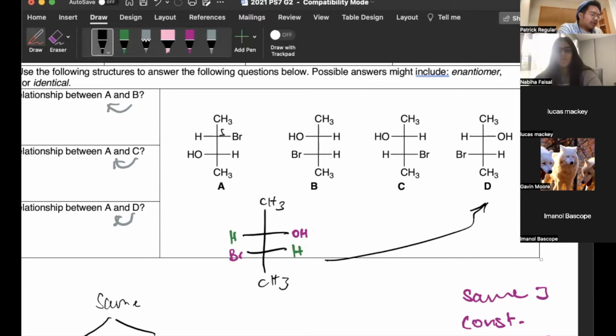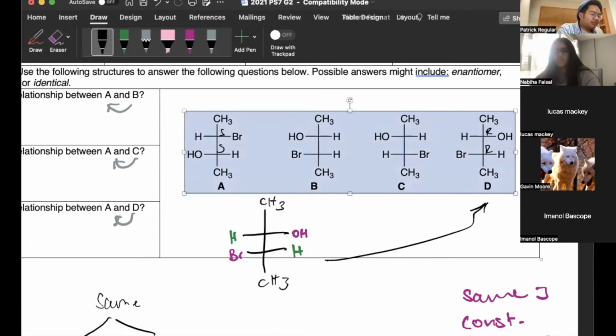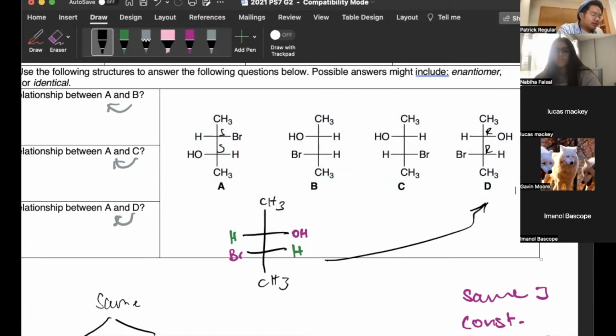If this was S, S, well, I know that this is going to be R, R. Nope, S, S, my bad. Same thing. I'm just going to cross it out. S, S. It's going to be the same thing because again, rotate it. Same thing. Awesome. Perfect. That was really helpful. Thank you so much. So that's the key thing.